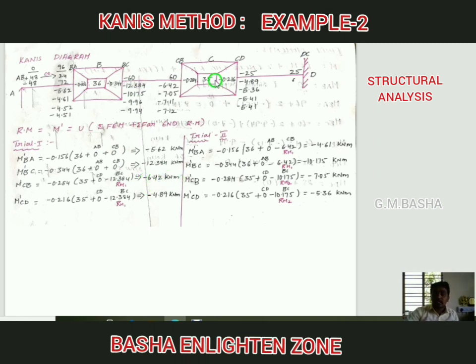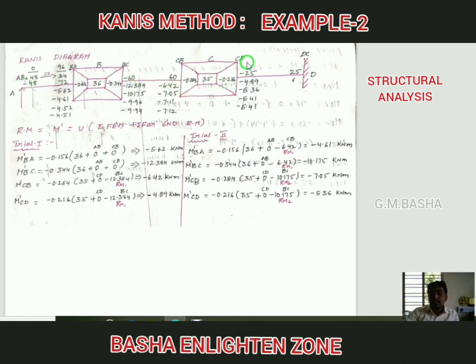So friends, please remember this. For CB, BC and DC are the far ends. For CB, CD is the near end. At the same time, for CB, both BA and AB are also far ends, but you need not consider BA and AB rotation moments for CB. Why? Because for CB, only BC and DC are the connecting members, not AB and BA. So please remember this point.